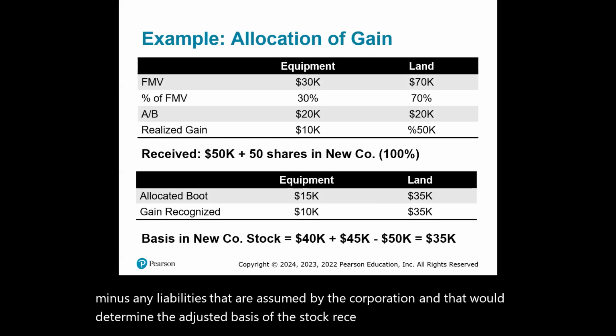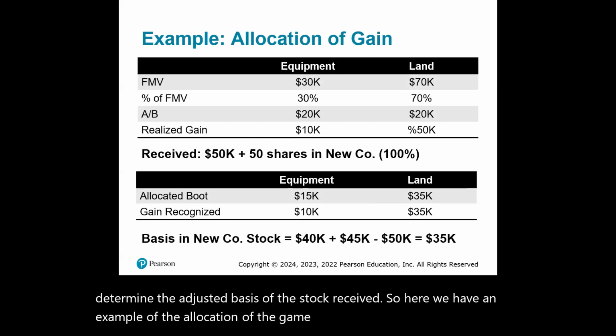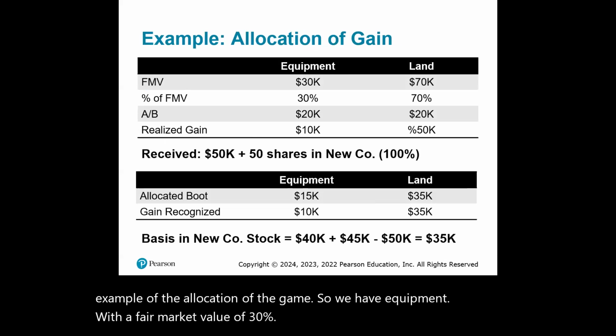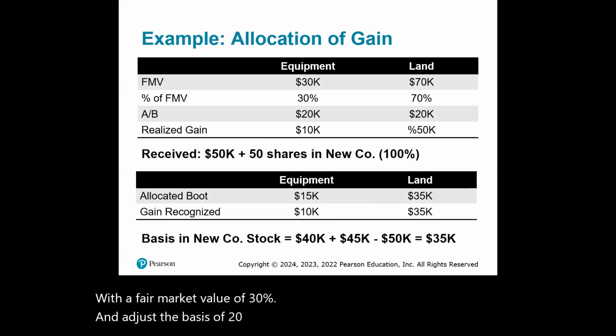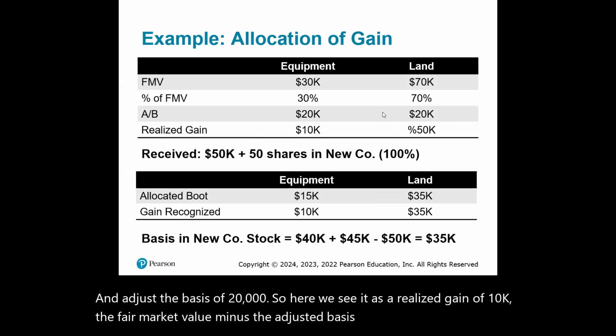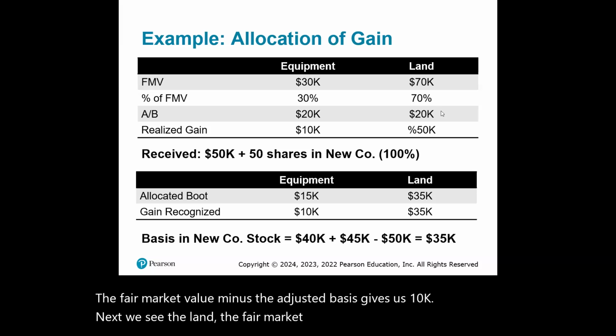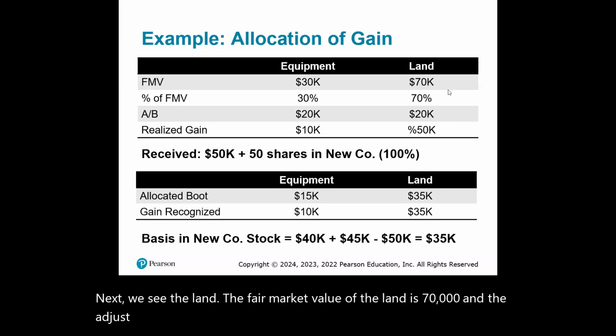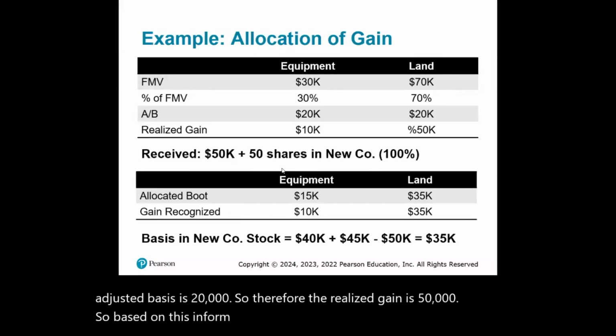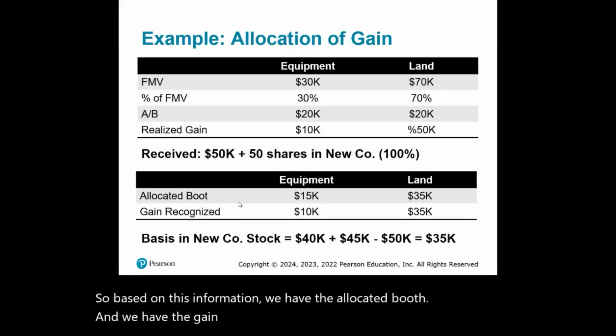So here we have an example of the allocation of the gain. We have equipment with a fair market value of 30,000 and an adjusted basis of 20,000. So here we see there's a realized gain of 10K: the fair market value minus the adjusted basis gives us 10K. Next, we see the land. The fair market value of the land is 70,000, and the adjusted basis is 20,000. So therefore, the realized gain is 50,000. So based on this information, we have the allocated boot and the gain recognized.